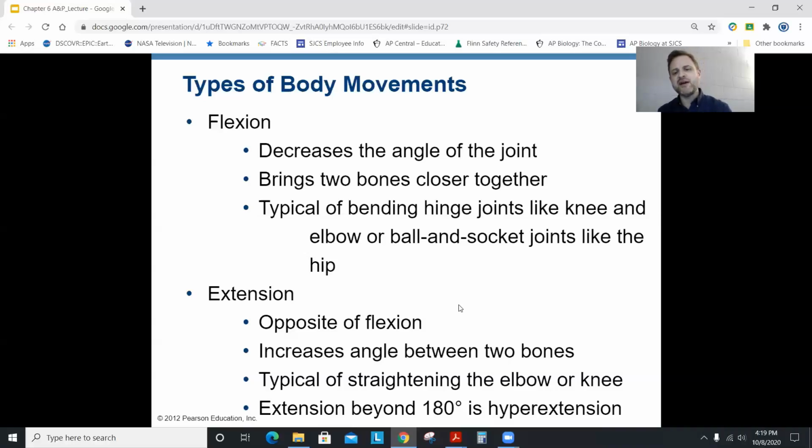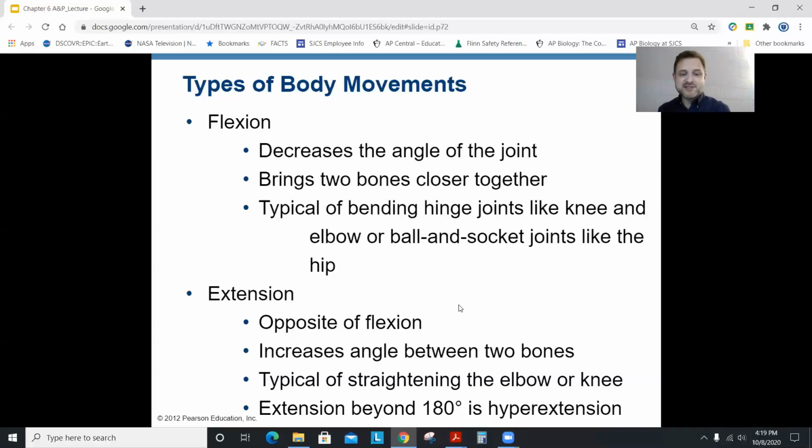They're typical with things like hinge joints, like your knee, and ball and socket joints, like your hip. If I said to flex your knee, flexing your knee would be bringing your lower leg up under your behind. Before you kick a soccer ball, when you bring your leg back, that's flexing your knee. When you actually kick the soccer ball, that's extending your knee. With your elbow, this is flexing your elbow. This is extending your elbow.